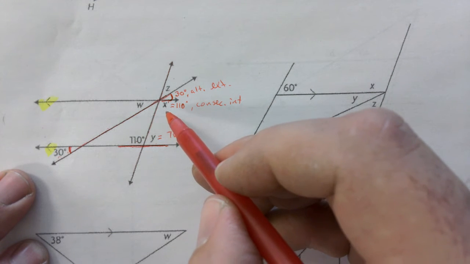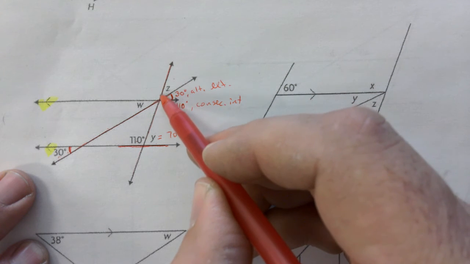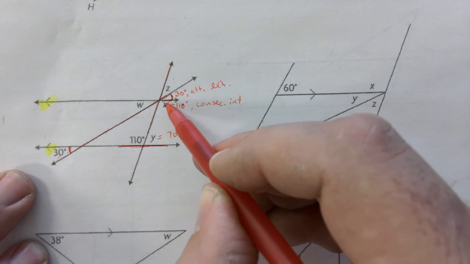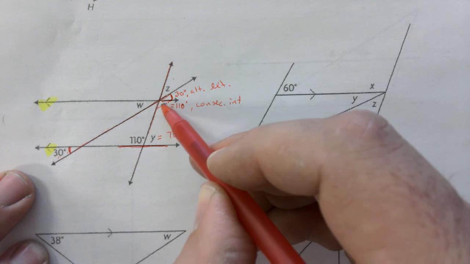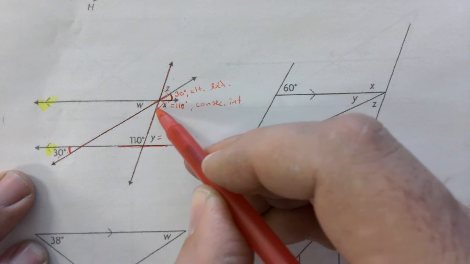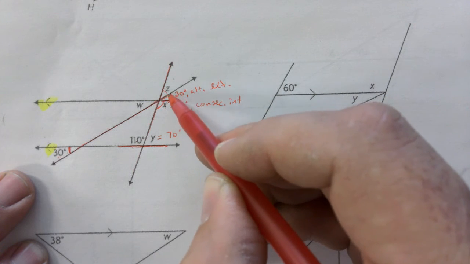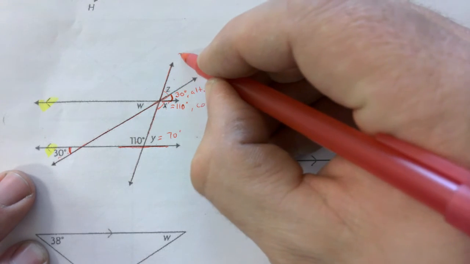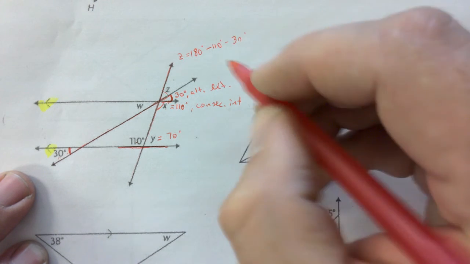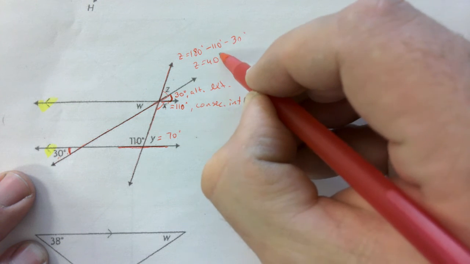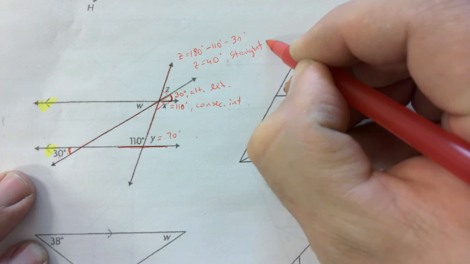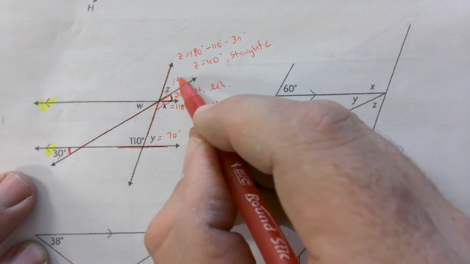Now, I don't know if you see this, but along this straight line here, there are three angles. You've got this one, you've got this sliver here, and you've got the third one. So this is the property of a straight angle as well. So z is 180 minus 110 minus 30. So z is 40. Straight angle. Okay, so you've got 40 there.